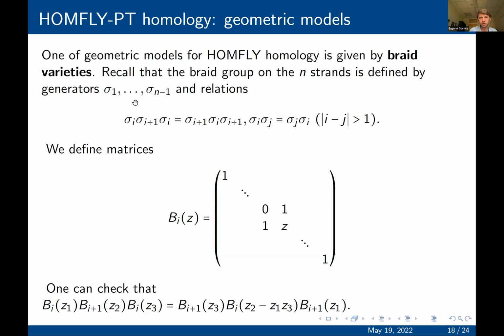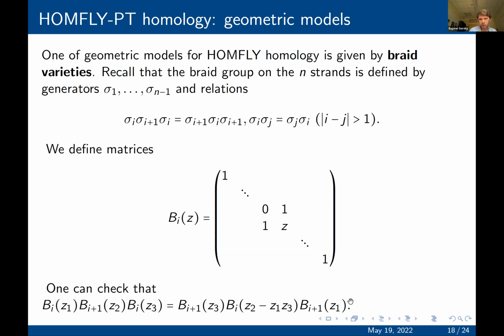So you start from a braid. The braid group has generators sigma_i and the braid relations. For each generator of the braid group, we write the matrix, a very easy one. It depends on one parameter z. So we'll have one parameter for every crossing in a braid.